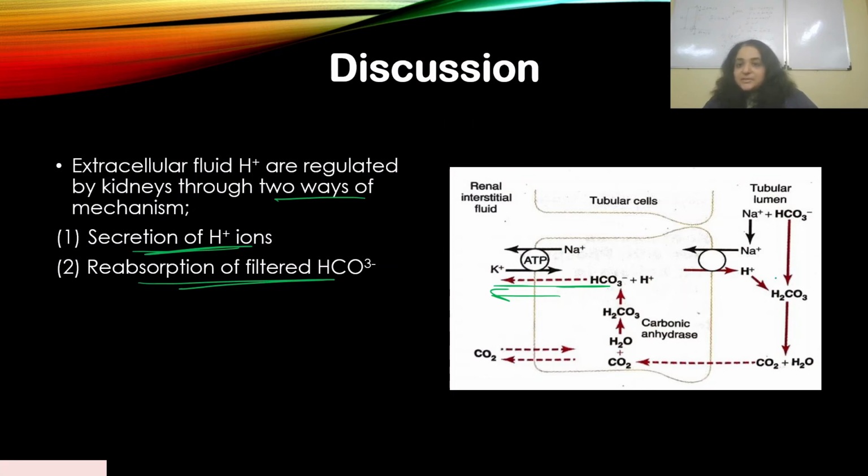Now what happens inside the filtrate? This H plus ion combines with HCO3 minus, forms H2CO3, which forms CO2 and water. Then the CO2 is able to go inside the cells. CO2 combines with water, forms H2CO3, again forms H plus and HCO3 minus. Again this H plus ion is used in the sodium hydrogen counter transport mechanism.